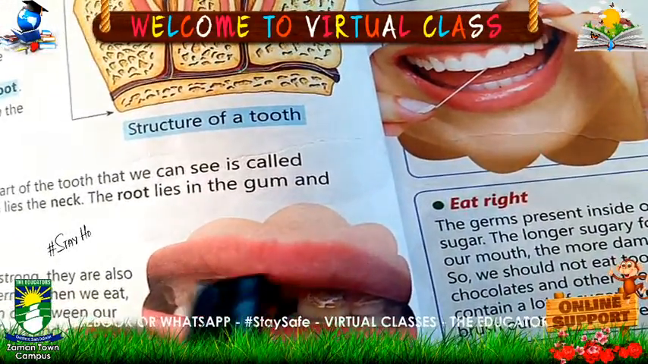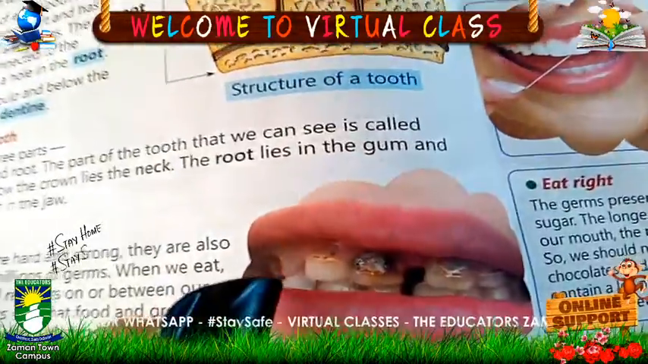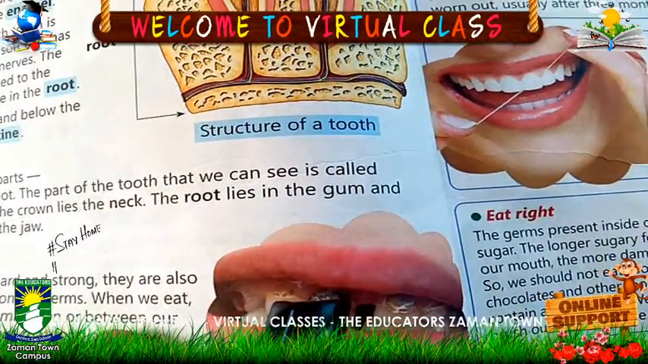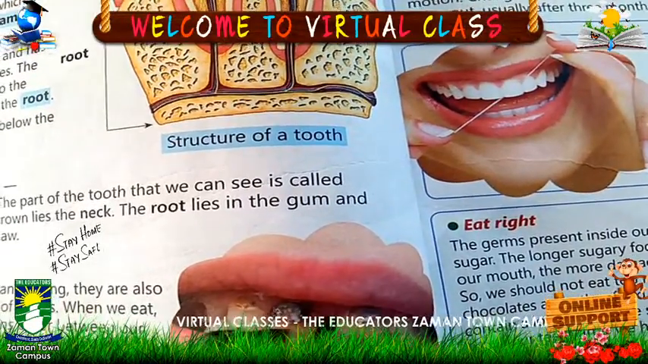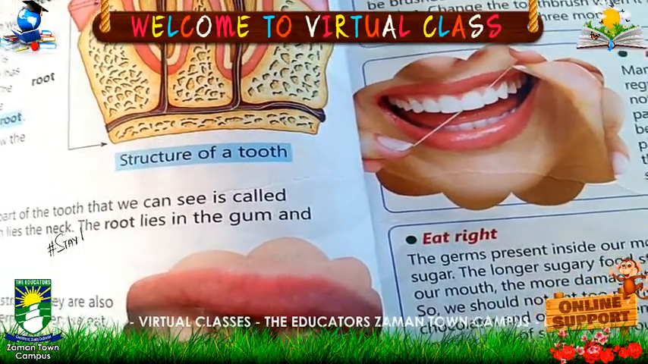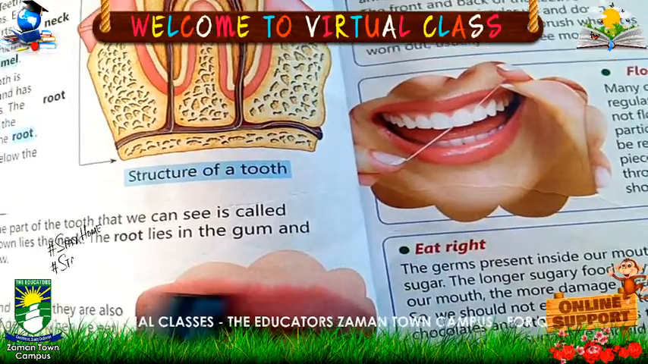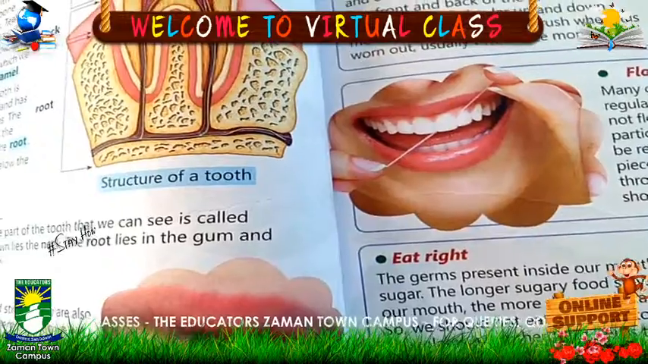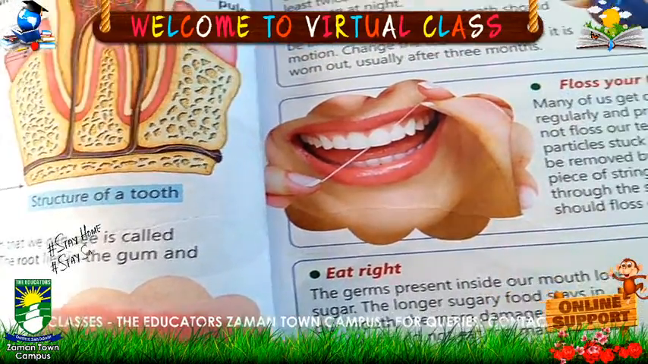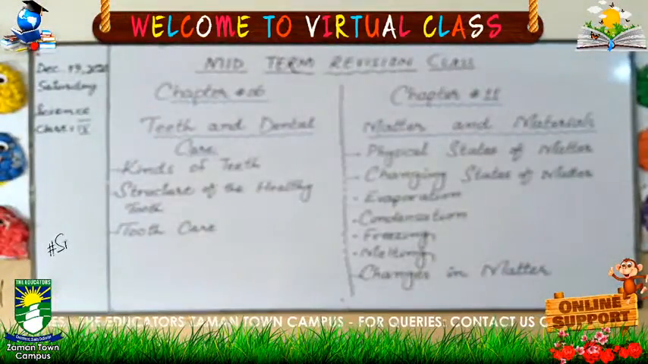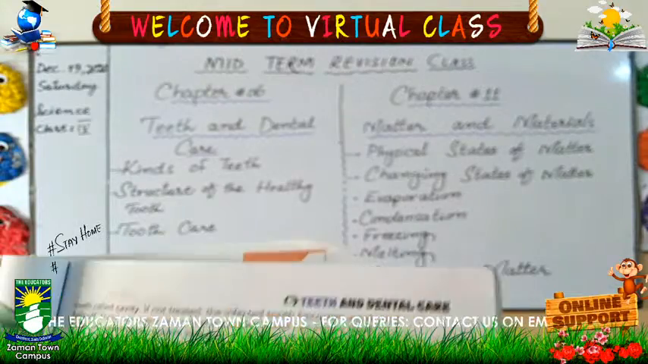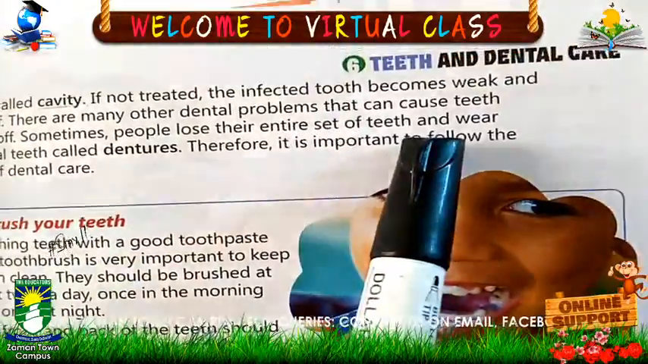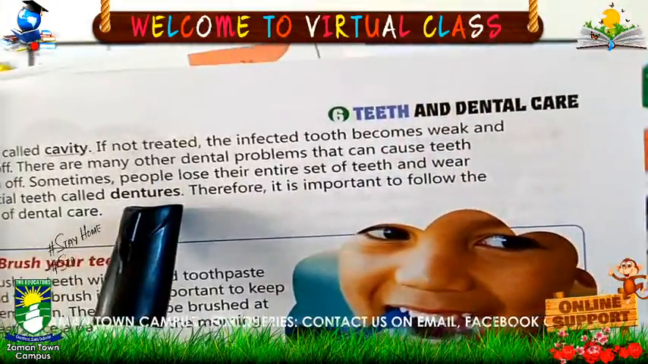You can see here that there is a hole. The germs make a hole, and that is called a cavity. If it is not treated, your tooth can become infected like this, and it becomes very weak and falls off. There are many dental problems that can cause teeth to fall off, and some people lose their entire set of teeth and wear artificial teeth called dentures.